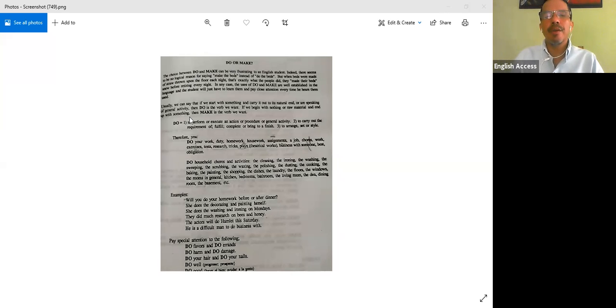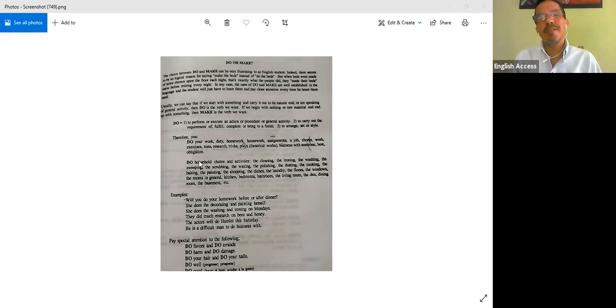Sometimes when we are learning English, we need to decide which one to use, right? And it's kind of confusing. Should I use make or should I use do? I am not quite sure. So you use whatever comes to your mind. So here you have a definition of both do and make, and you have some examples.